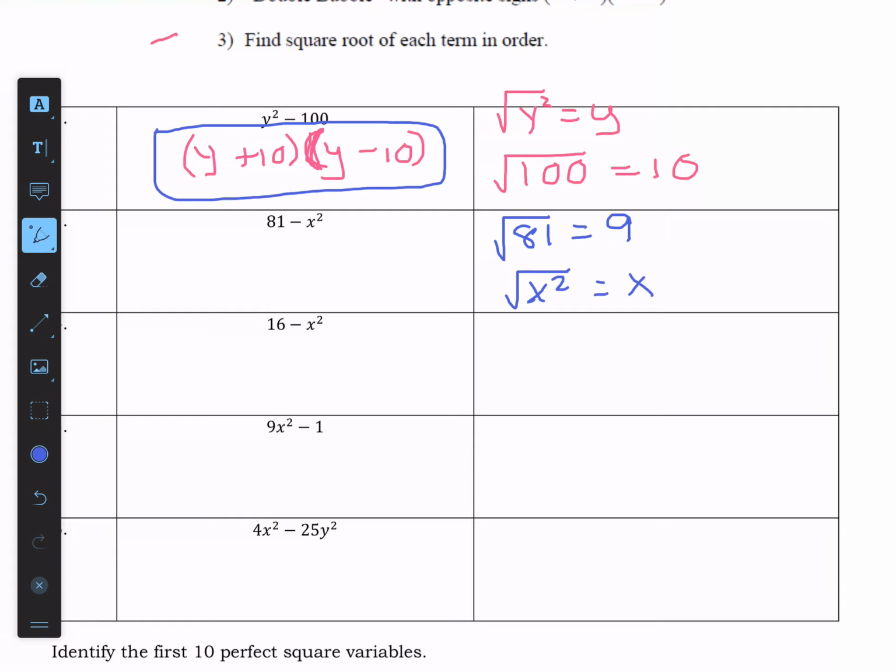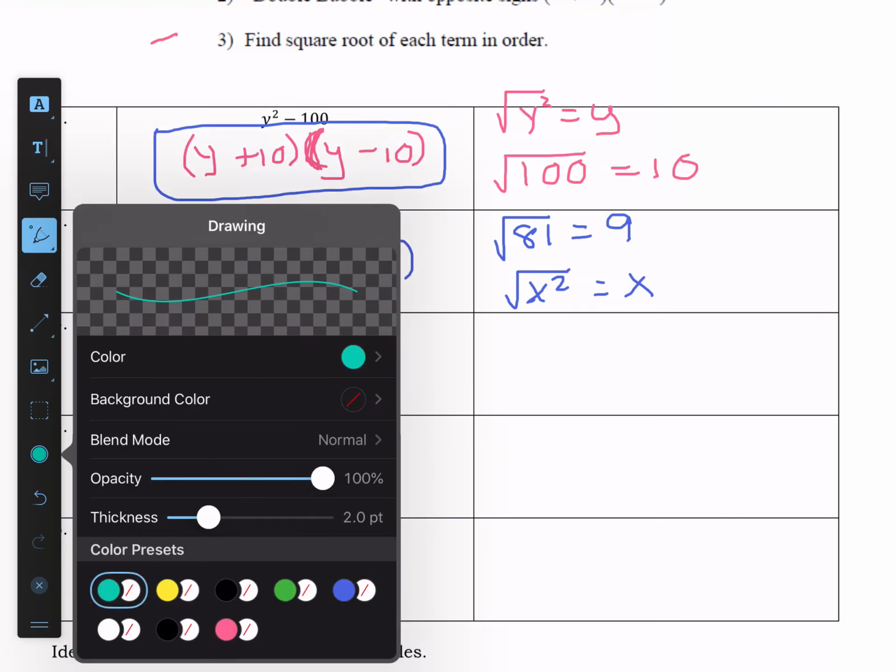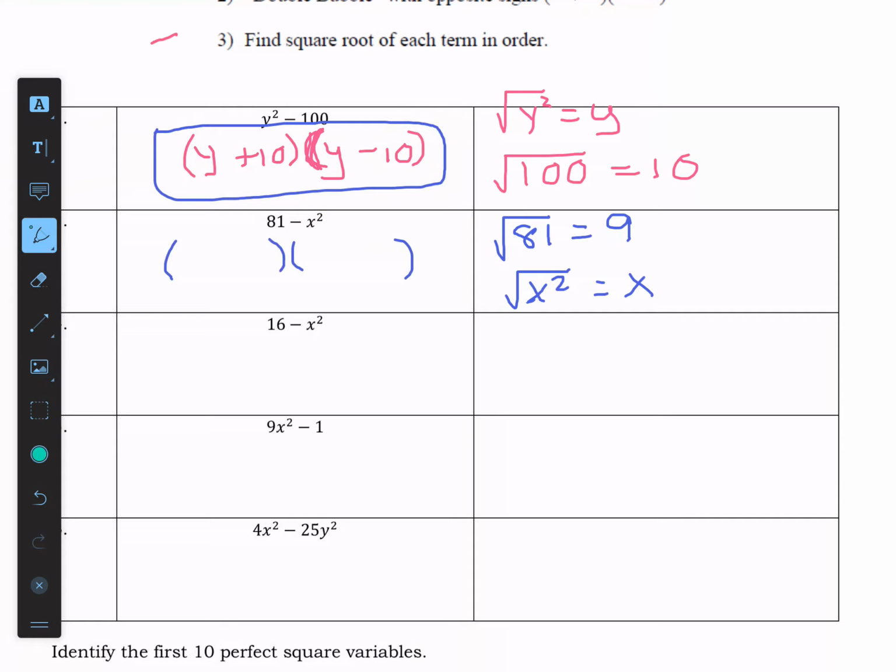So 81 minus x squared. So the square root of 81 is equal to 9. And the square root of x squared is equal to x. So now we go over here and do our double bubble.